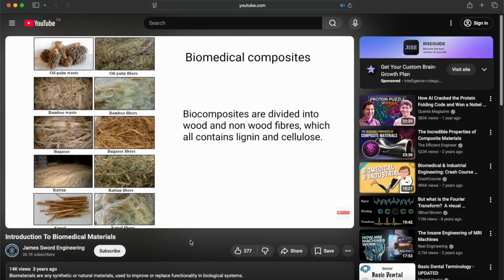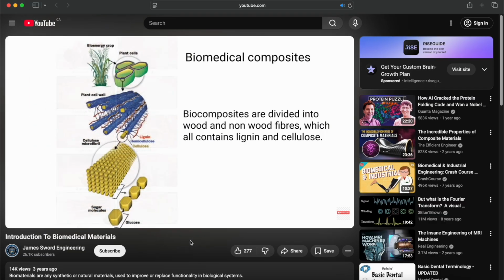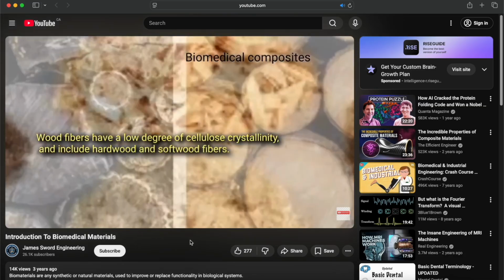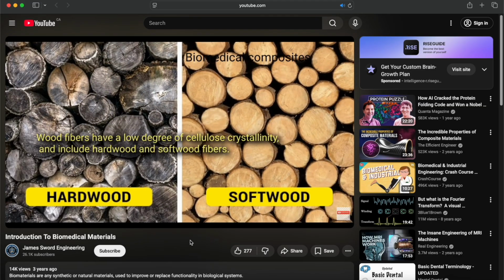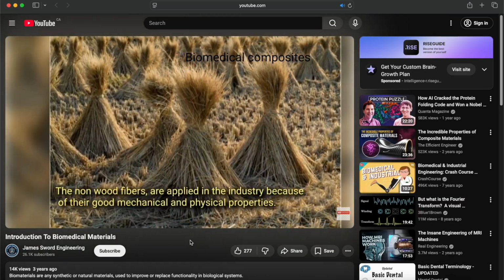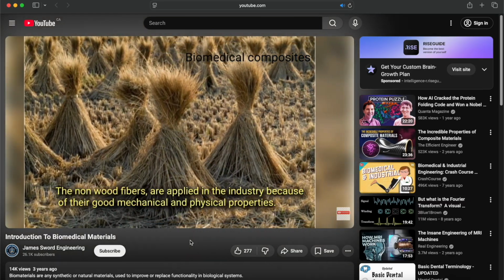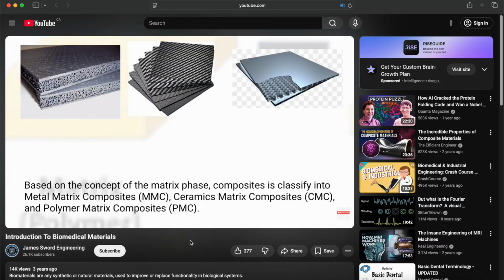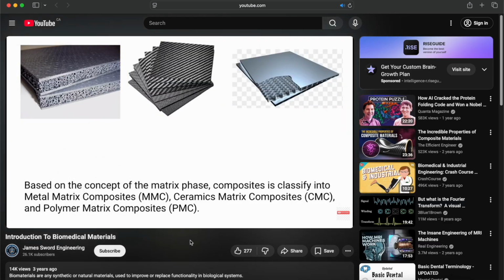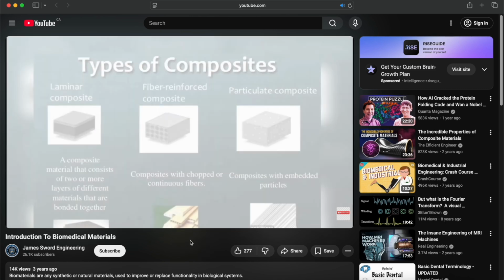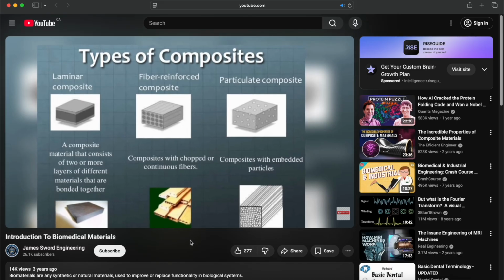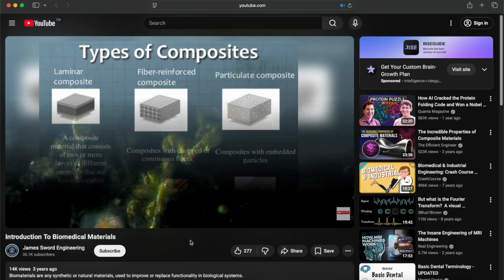Biocomposites are divided into wood and non-wood fibers, which all contain lignin and cellulose. Wood fibers have a low degree of cellulose crystallinity and include hardwood and softwood fibers. The non-wood fibers are applied in the industry because of the good mechanical and physical properties. Based on the concept of matrix phase, composites are classified into metal matrix composites, ceramics matrix composites, and polymer matrix composites. According to the basis of reinforcement, they are classified into fibrous, particulate, and laminate composites.